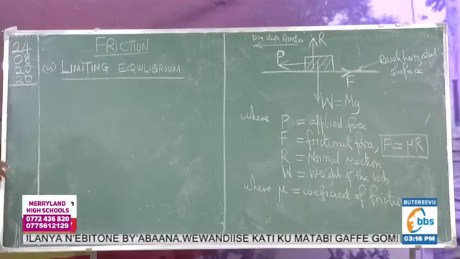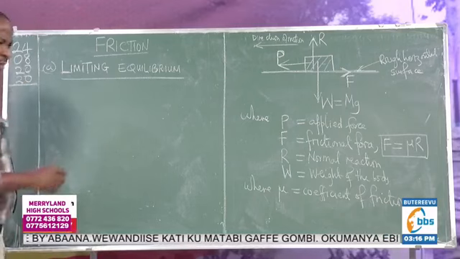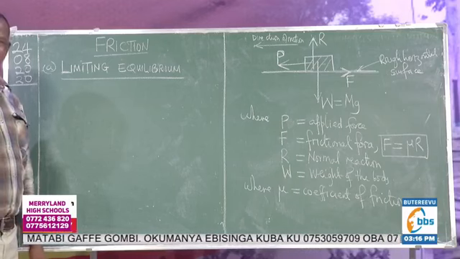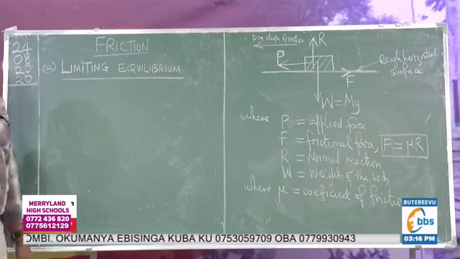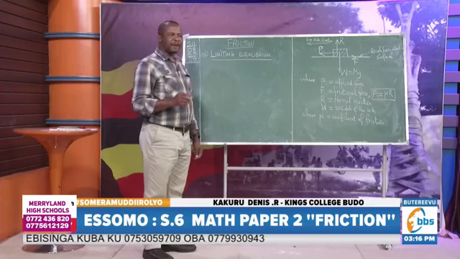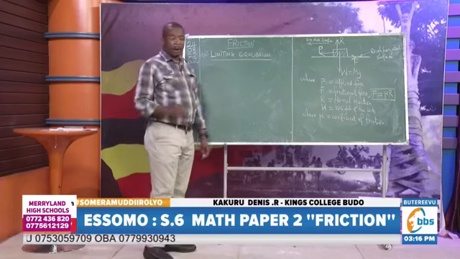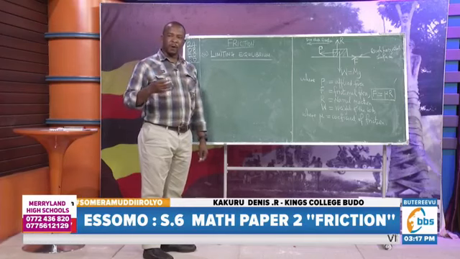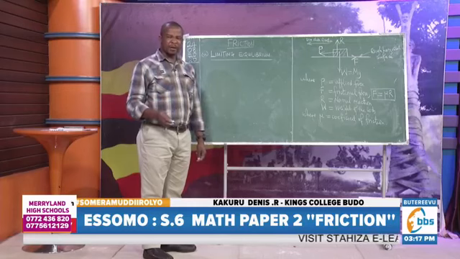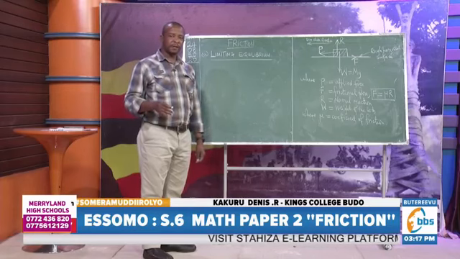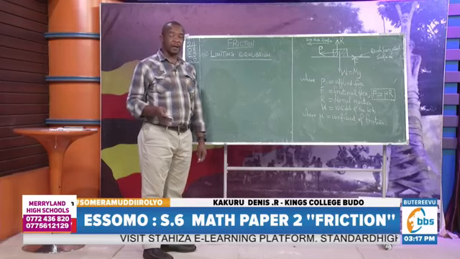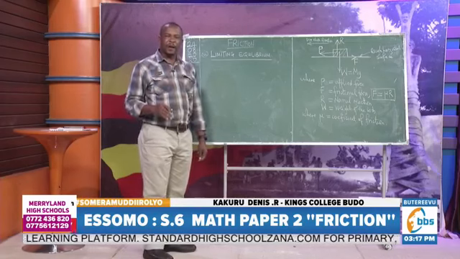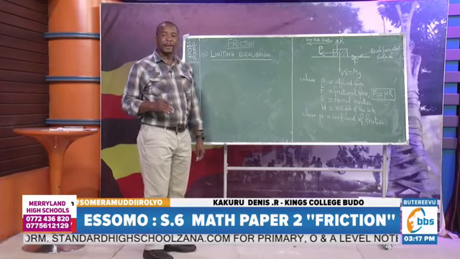When do we say that there is limiting equilibrium? If I would have demonstrated, but I am just going to describe. If I put a calculator on top of an A4 book, and then I slowly begin tilting it, the calculator will not start moving immediately. But a point will reach where that calculator will start moving or attempt to start moving.